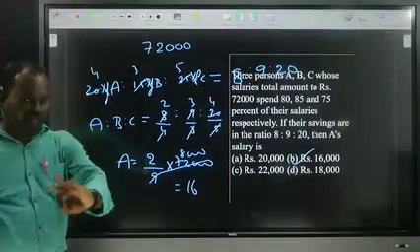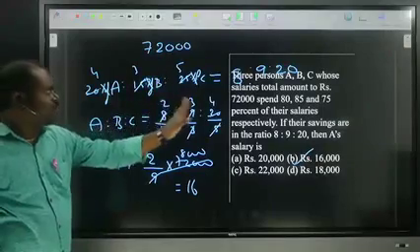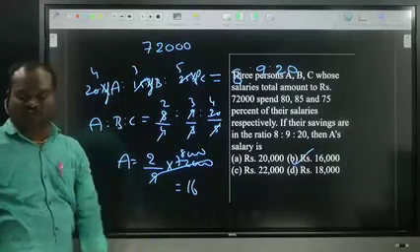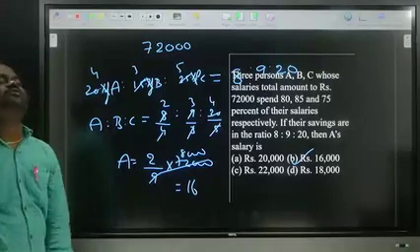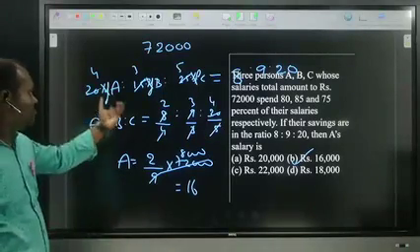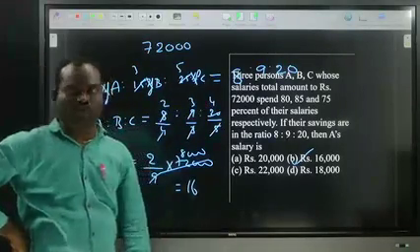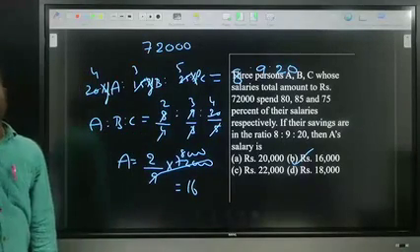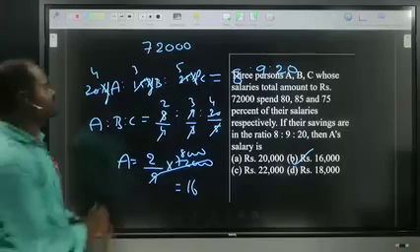So A spends 80%, which means saving is 20%. B spends 85%, which means saving is 15%. C spends 75%, which means saving is 25%. These savings are equal to 8 is to 9 is to 20. From that we get the ratio of A is to B is to C. Right? Now we are moving to the next topic.